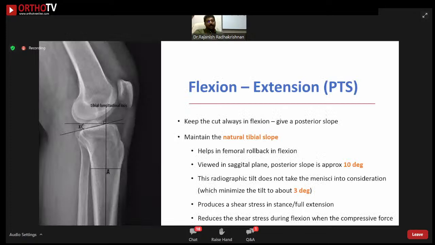Now coming to the third degree of positional freedom, that is flexion and extension, that is the posterior tibial slope. The basic principle is always cut it in flexion, that is, give a little bit of posterior slope. How much? In a normal knee, you can see that the posterior tibial slope is approximately 10 degrees. But if you add the meniscus there, it comes to around 3 degrees. Advantage: it reduces the shear stress during flexion when compressive forces are more. But the disadvantage is it reduces the shear stress in full extension.